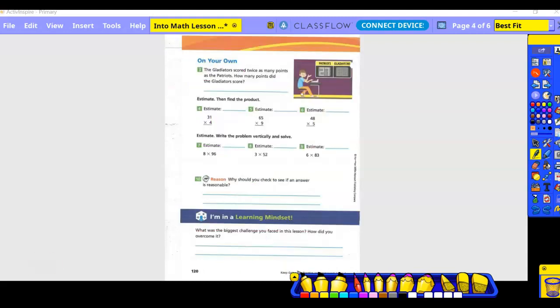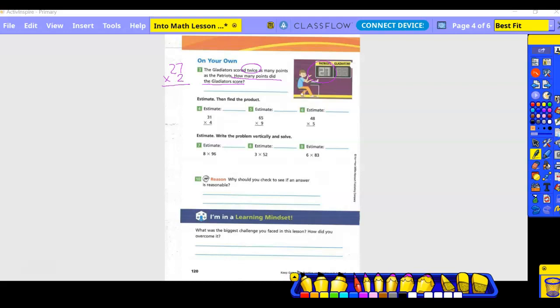On your own, number 3, the Gladiators scored twice as many points as the Patriots. How many points did the Gladiators score? So we need to pull out our information. So we're going to pull out twice, and then we use the 27 over here. And then how many points did the Gladiators score? So what am I going to do? 27 times 2. So I work from the ones and then go to the 10.